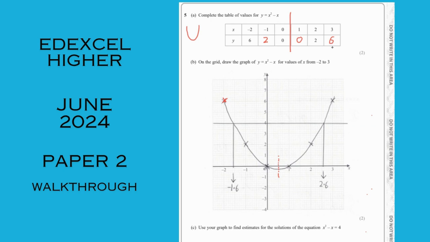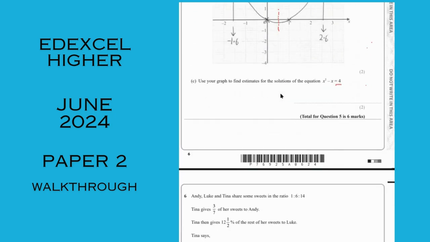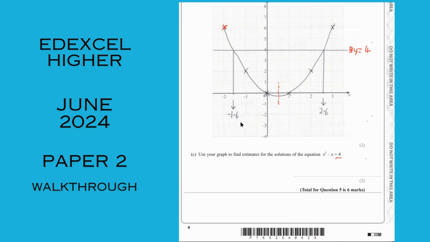Use your graph to find estimates where it's equal to 4. So I've drawn the horizontal line. Whoops. Where y equals 4. Actually, y. I started to write x for some reason. As you can see, my solutions come out at negative 1.6 and 2.6. But the mark scheme allows a little bit of leeway. Usually it's plus or minus, so it's minus 1.5 to minus 1.7 and 2.5 to 2.7. On we go.